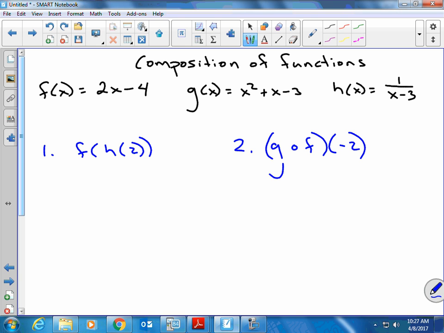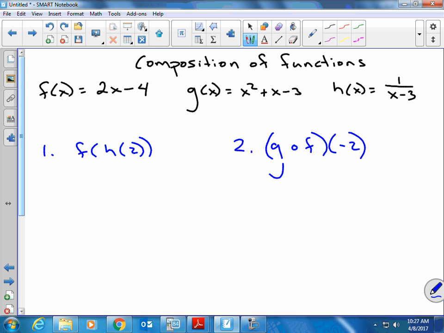Give those a try. How would I write this one here in the other notation, the composition function notation? It would look like that. So either one of those notations mean the exact same thing. We'll go back to the first one just because I think that's the easier one to see.